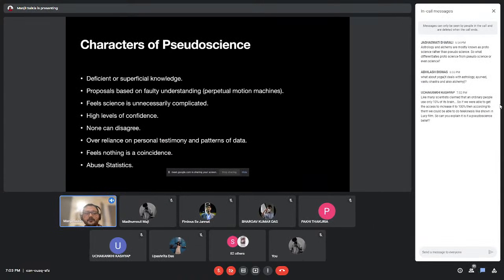They have a very high level of confidence about their theory, and they don't want to hear anything against that theory or that medicine or things like that. No one can disagree with what they have said, and if someone dares to disagree, then they will start to abuse and fight or whatever.